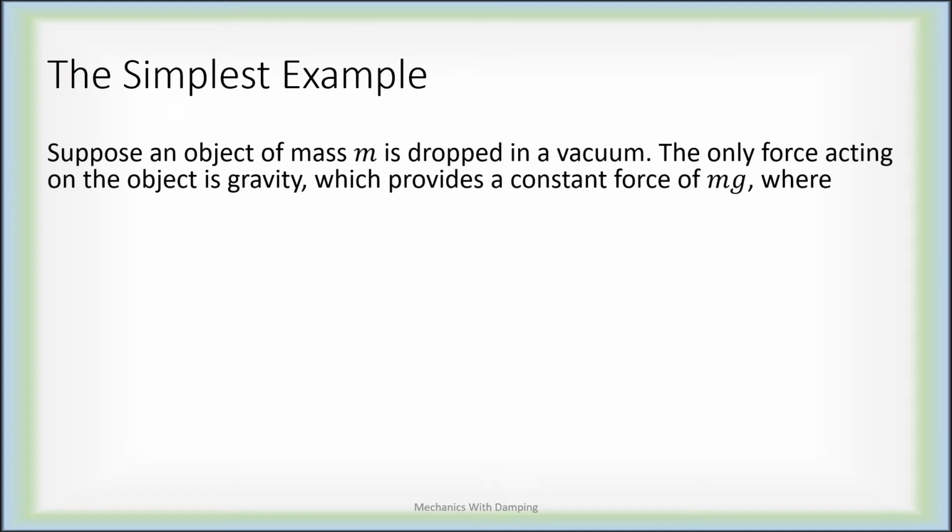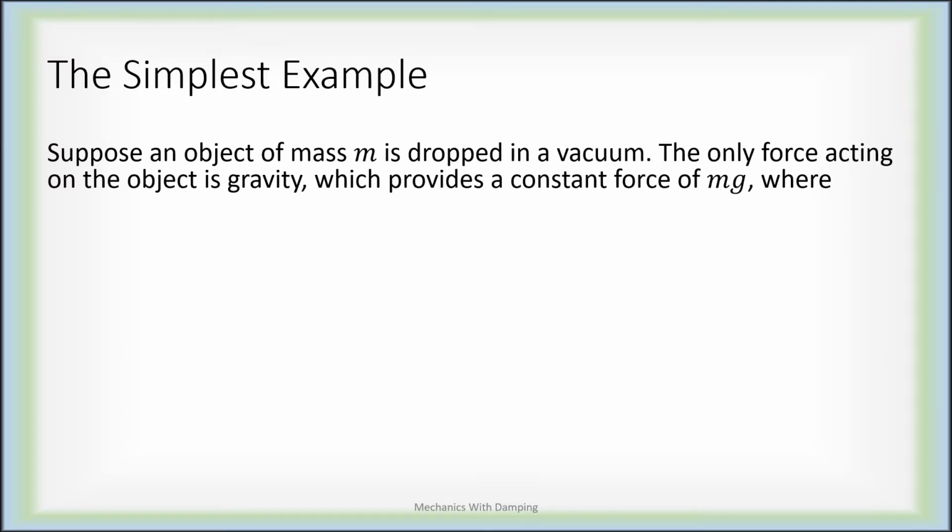where we have an object of mass m and we drop it in a vacuum. In other words, there's not going to be any air resistance. So the only force acting on the object is gravity, which is now going to be constant because it only depends on mass, which is also set to be constant, but not velocity because there's no air resistance.